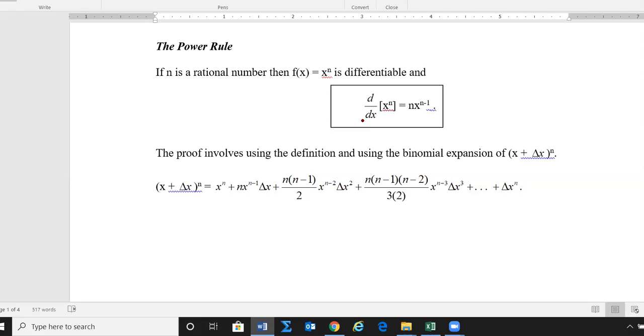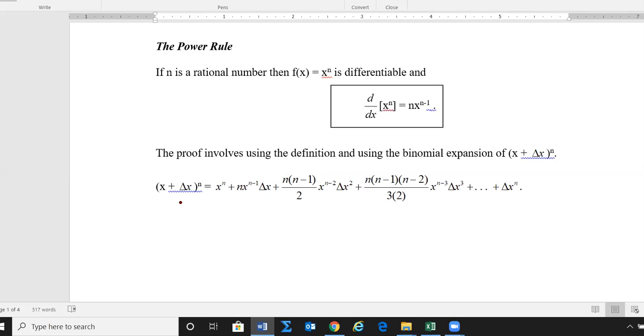Now, this one involves using the binomial expansion, which I've written down here. We need this result to prove this, and this is for rational values of n. Prove it for the real values.